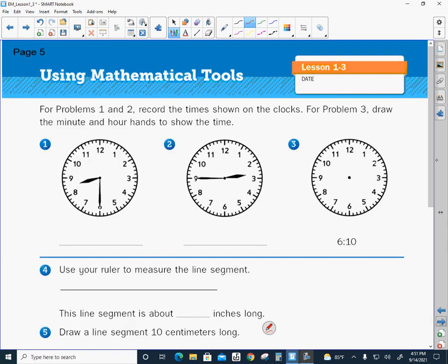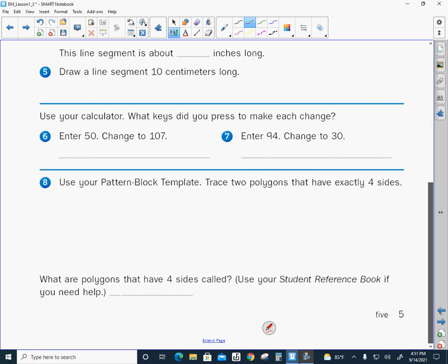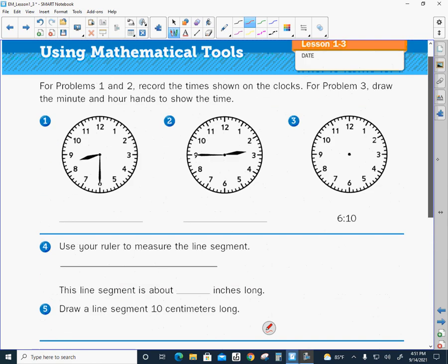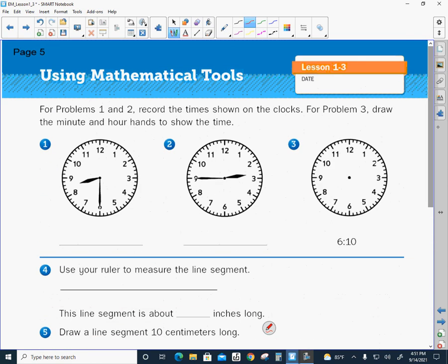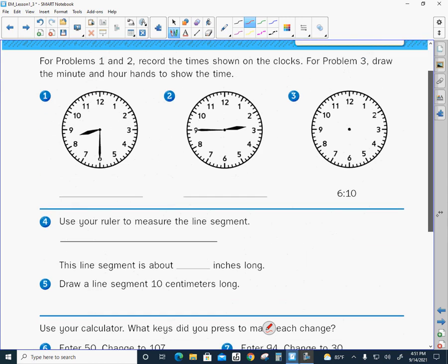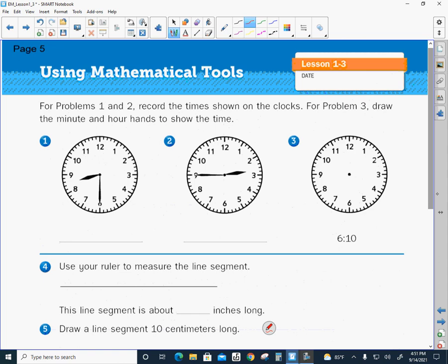All right, and then that brings me to page 5 in your workbook. If you have your workbook at home, I want you to go ahead and try to do page 5 on your own. Pause the video, okay? Give yourself time to work through it, and then restart the video, and I'll go over it with you. All right, pause that video.